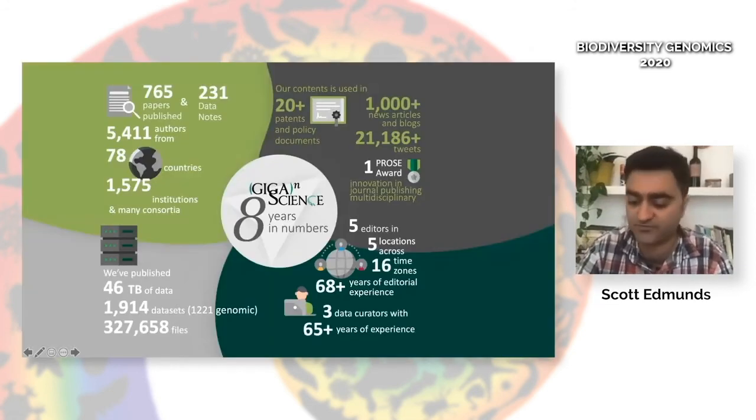We've done pretty well, even if we say so ourselves, over the last 8 years. At our birthday in July, we saw that we've published about 765 papers. About 230 of these are the specific data description papers from many institutions and from some of these consortia projects.